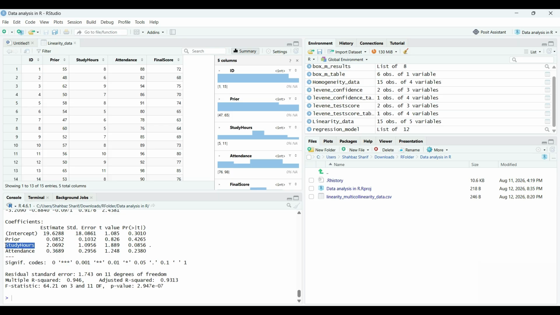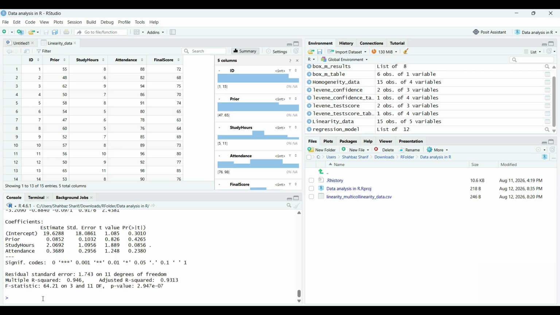When we see study hours, we see the unstandardized beta value estimate 2.0692 and the t value is still less than 1.96 and the p value is again higher than 0.05. So it means study hours also doesn't predict final score. On the third predictor, attendance also doesn't predict final score. So it means all three predictors did not predict the final score as outcome variable.